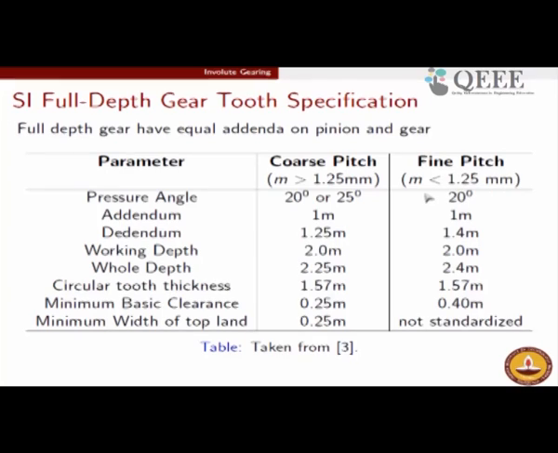mm. When the module is low, that means module is d by t, diameter by the number of teeth. So, when the module is low, effectively it means the number of teeth is high, right. So, for the same diameter of the gear, if you have a large number of gear teeth, you call it a fine pitched gear, and the critical point as per standards is 1.25 millimeters, right. So, if you happen to have more number of teeth, you are basically having a fine pitch gear.